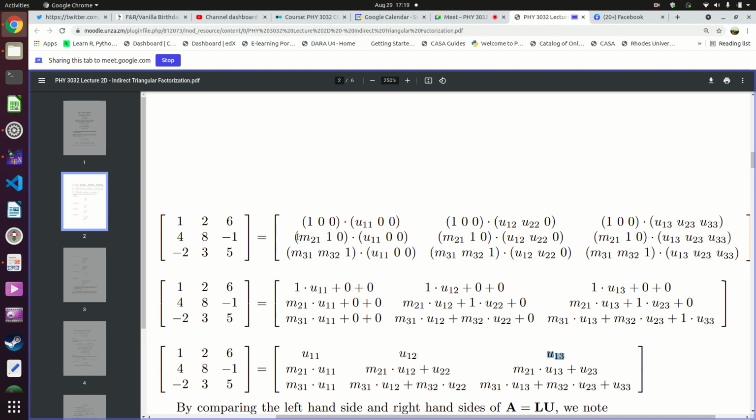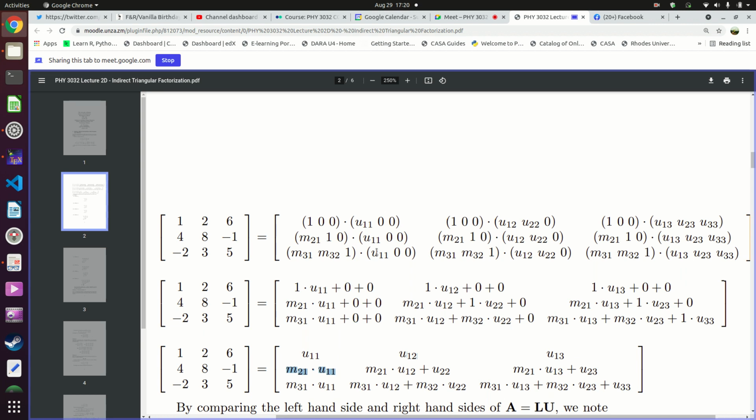We multiply the second row of the lower triangular matrix by the first column of the upper triangular matrix. So that's going to give us M21 multiplied by U11. That's what you have here. M21 multiplied by U11, then plus 1 multiplied by 0. You're going to get a 0. Then plus 0 multiplied by 0. You're going to get a 0. So when you add all these, M21 multiplied by U11 plus 0 plus 0, you're going to end up with M21 U11 here.